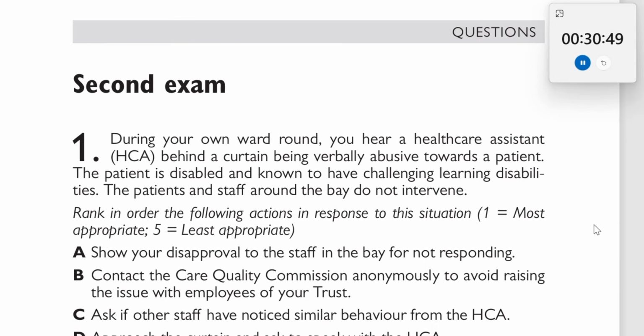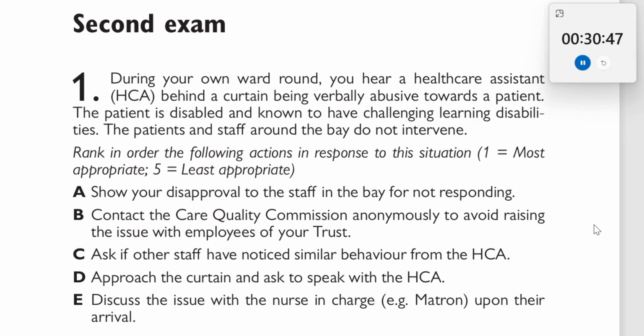Okay, so the next one is 31. This is basically part of the second exam, but we consider this as 31 because we want to do the complete 50 MCQs in this case. Okay. So, doing your own ward round, you hear a healthcare assistant, HCA, behind a curtain being verbally abusive toward a patient. The patient is disabled and known to have challenging learning disabilities. The patient and the staff around the bed do not intervene.